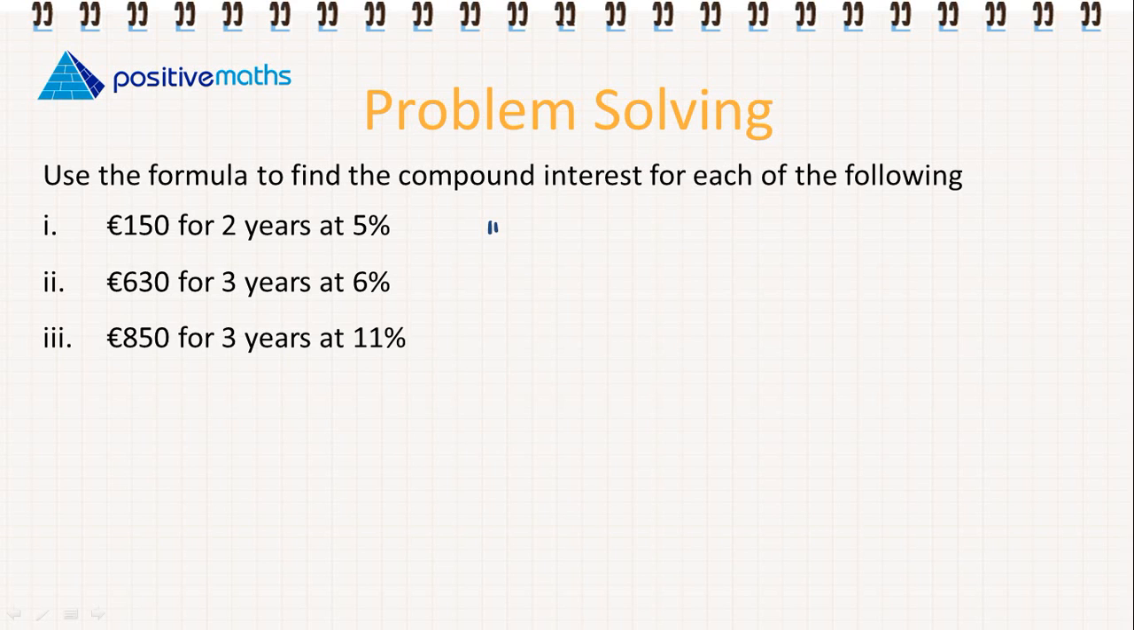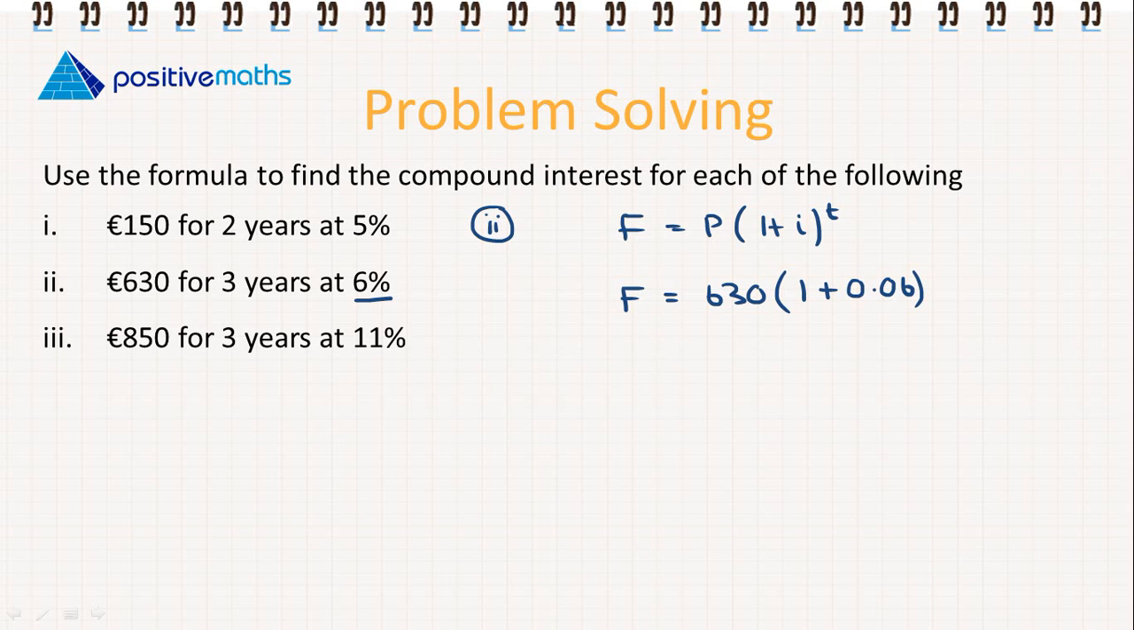So let's have a look at part 2. Again, we're going to write out our formula. So F is equal to P, 1 plus I to the power of T. In this case, we're looking for our F again. Our principal is €630. It's 1 plus I. So our rate is 6%. So that means it's going to be 0.06. So it's important that we change it into the decimal form. And our time is 3. So we have 630, 1.06 to the power of 3.